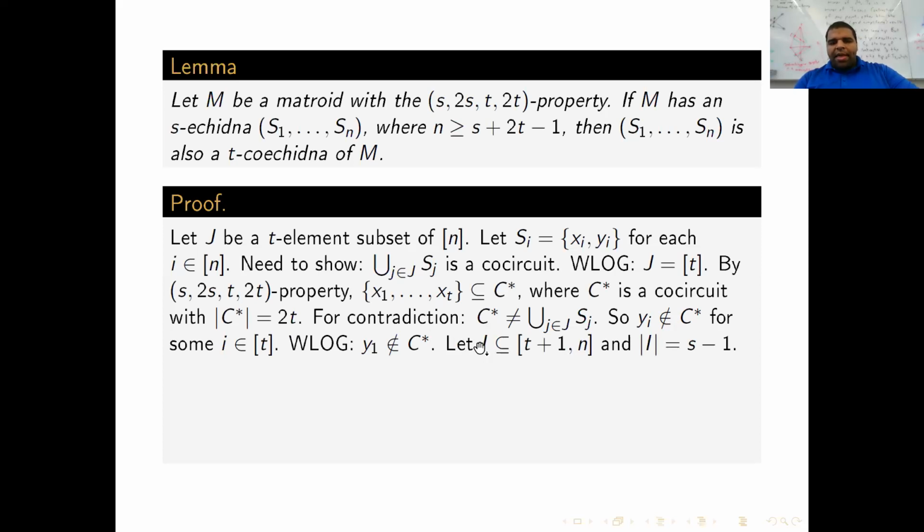So I'm going to let I be some subset of the complement of J, so anything from t plus 1 to n. So this is just a set of integers. And I'm going to let I have size s minus 1.